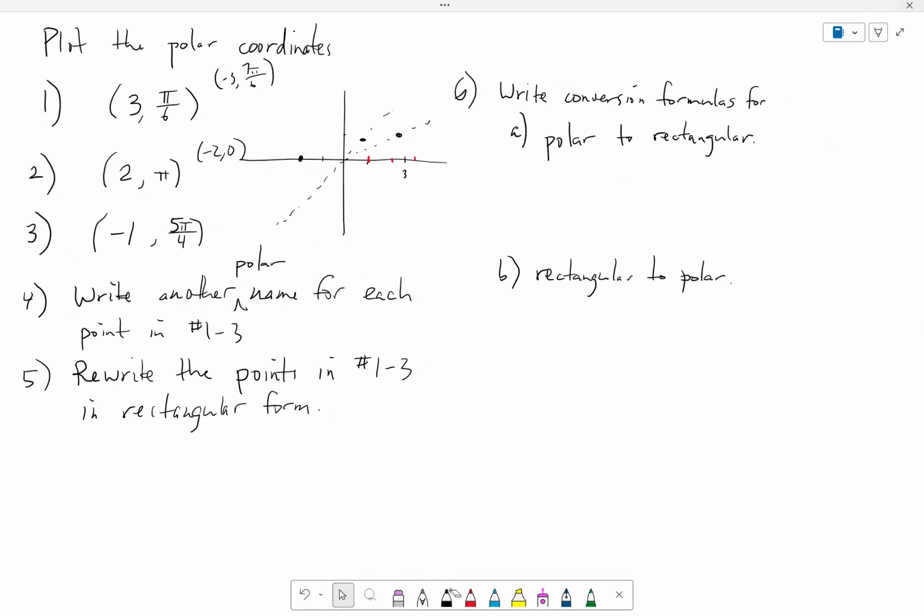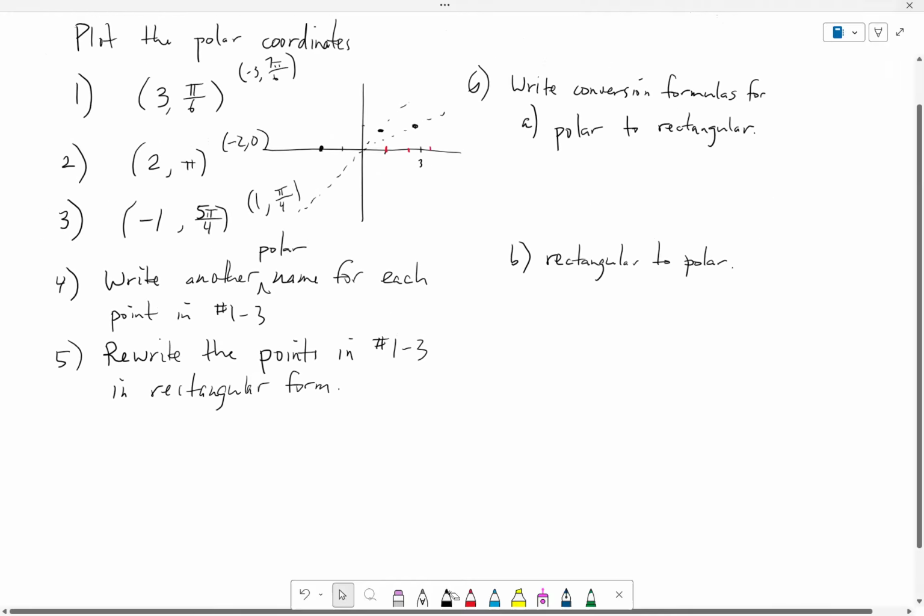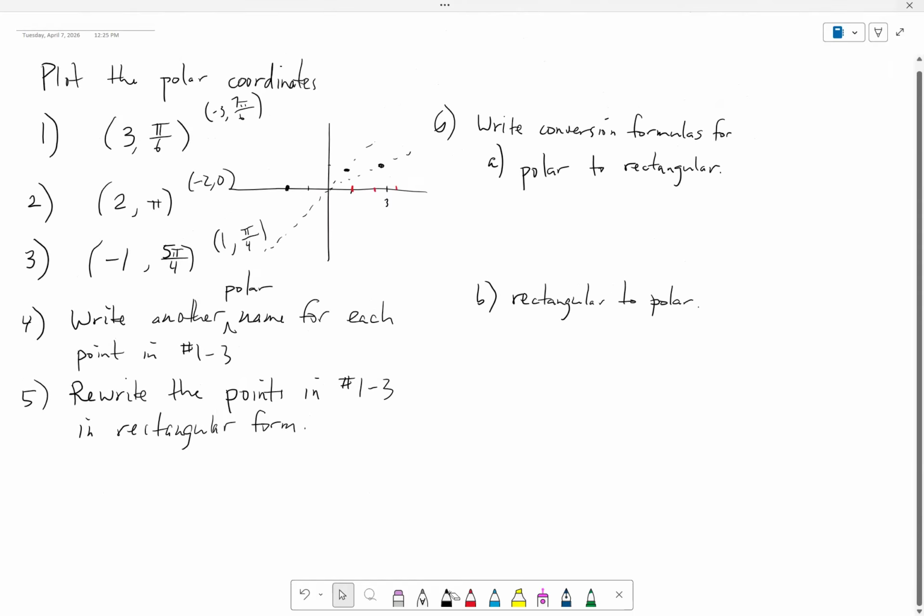Max, help us with number 3. Oh, I got 1. Do we agree? Yeah. Shiv, what do you think? Does that make sense? Explain it. No need to explain. Any questions about these? Thank you, Max. Okay, I want you to rewrite the points in numbers 1 through 3 in rectangular form.